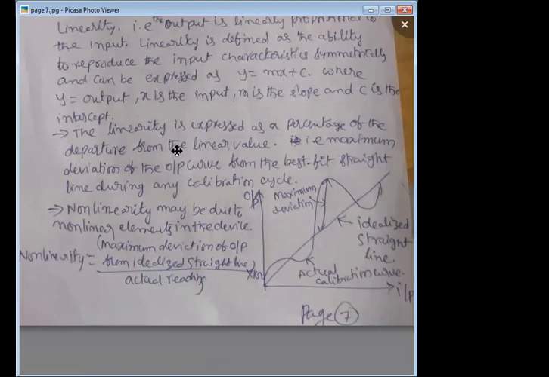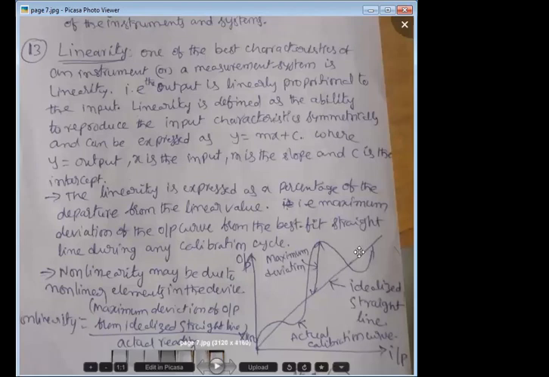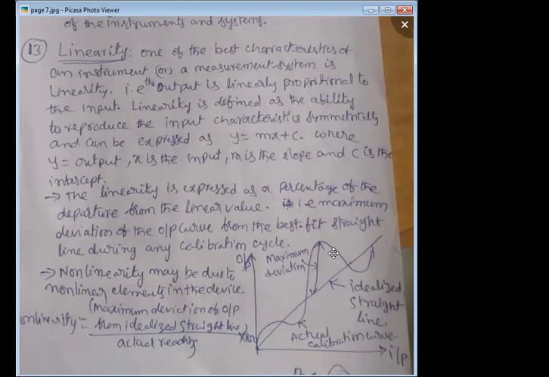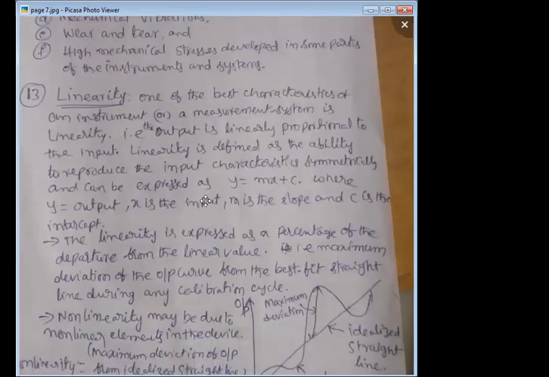So linearity is one of the important characteristics. The output should follow the input, then only you can get the linear output. If there is any deviation, that produces non-linearity. This non-linearity is caused by the non-linear elements present in the device. And these are the static characteristics of an instrument.